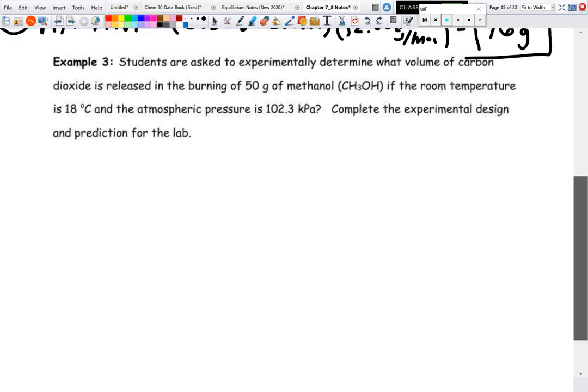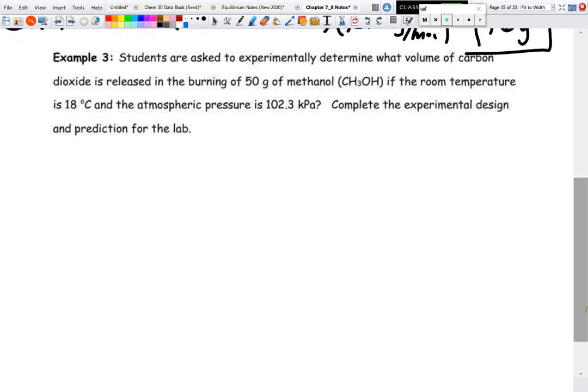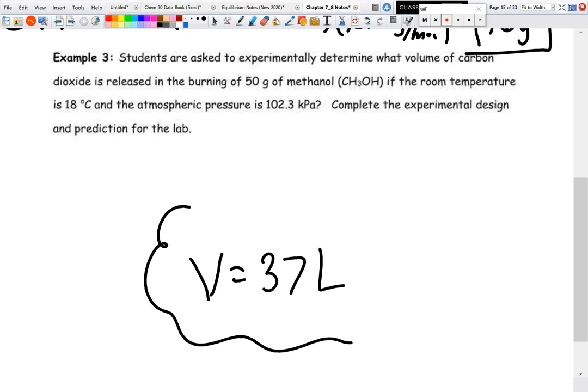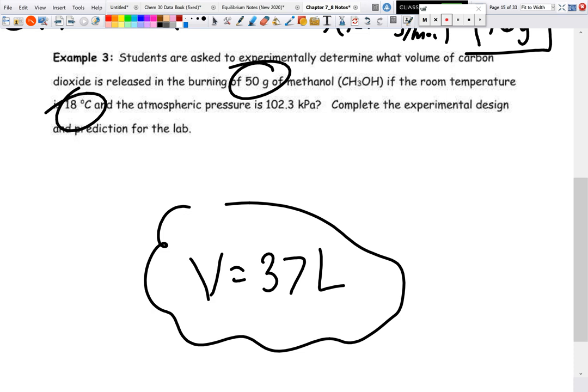And last but not least, example 3. So I'm going to let you guys do this one on your own. And you're going to keep doing it until you get an answer of volume is equal to 37 liters. Of course, it's going to be 2 significant digits because of the values up here having 2 significant digits. So I want you to read through this one on your own and try it until you get a volume of 37 liters.